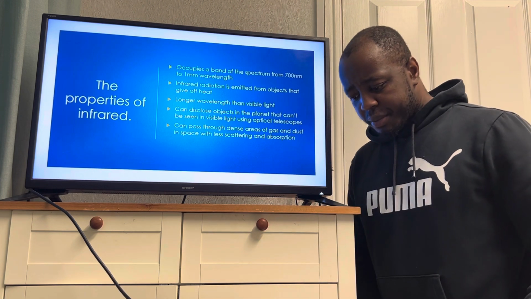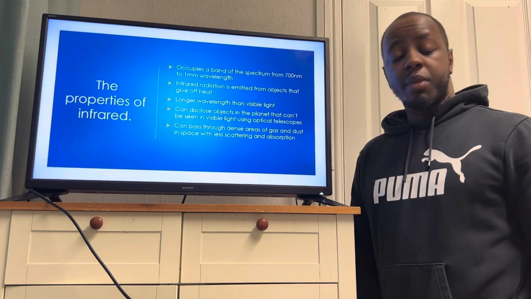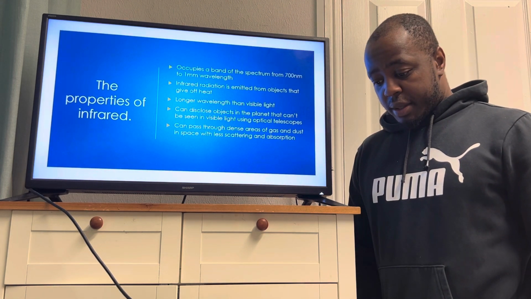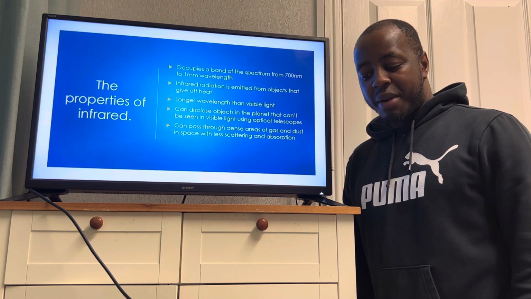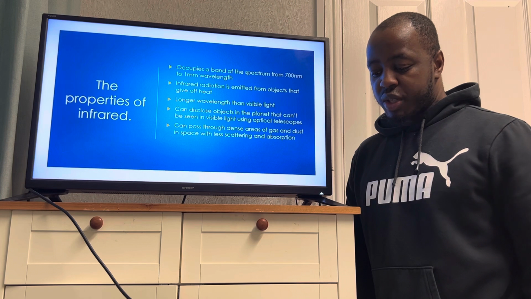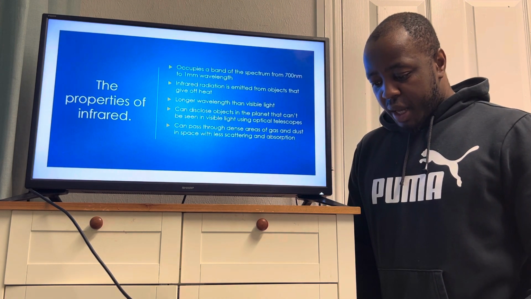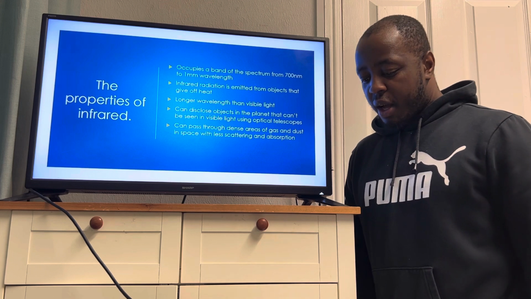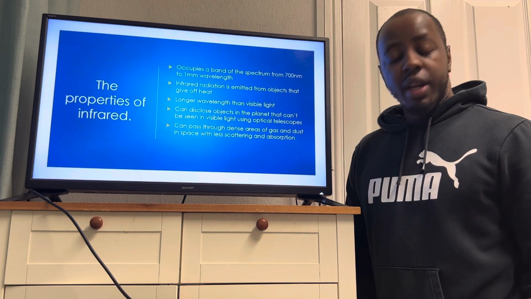So they've got a longer wavelength than visible light, and they can disclose objects in the planet that can be seen in visible light using optical telescopes. Okay, and they can pass through dense areas of gas and dust in spaces with less scattering and absorption.